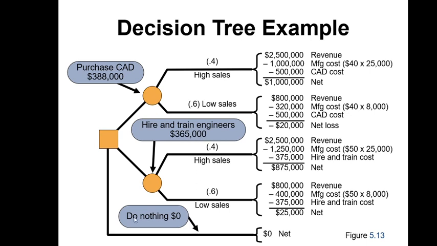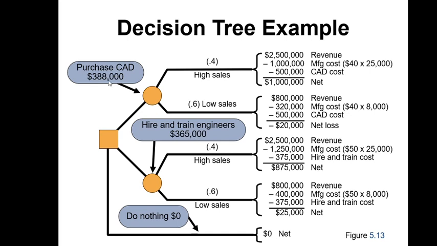Here, as I told you, the third option for the company is to do nothing. Of course, the net will be 0 because they will do nothing. Now, if you can see, for purchasing the CAD system the EMV is 388, but in hiring and training new engineers, it will be 365,000. So, which is higher?